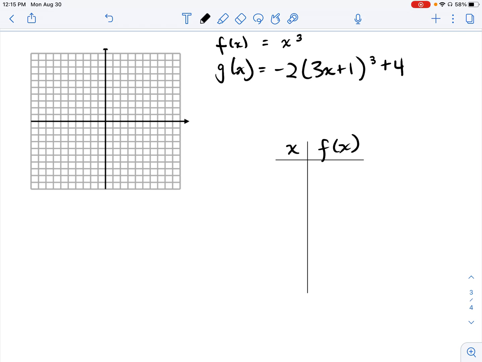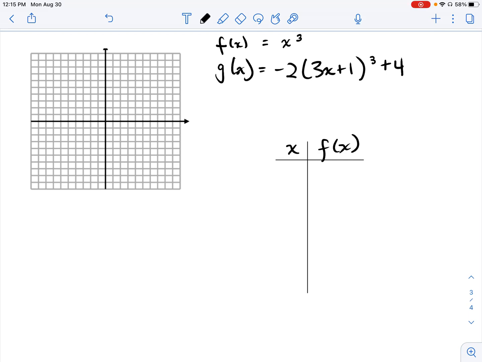Although we could sit there and try plugging in a whole bunch of points, that's not always the most time-efficient way to come up with the transformed function compared to its parent function. So I wanted to give you my streamlined approach for this. This may not be the only way, but this is the one that I found works the most for me.